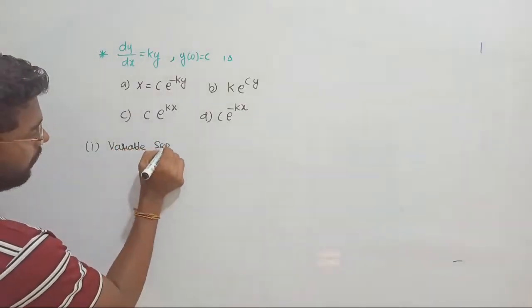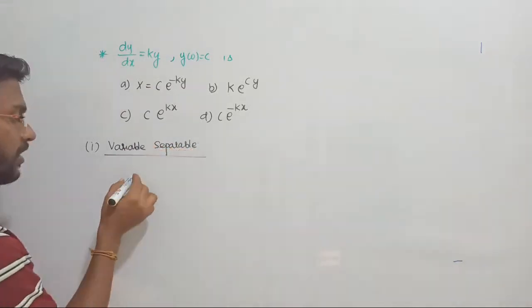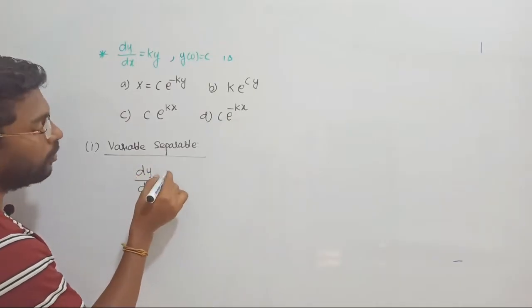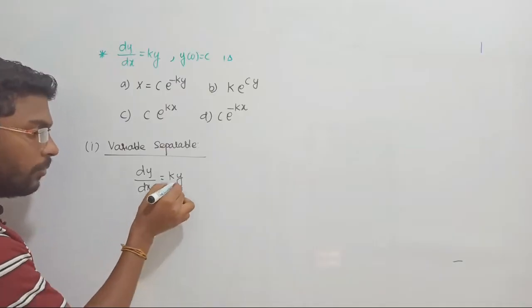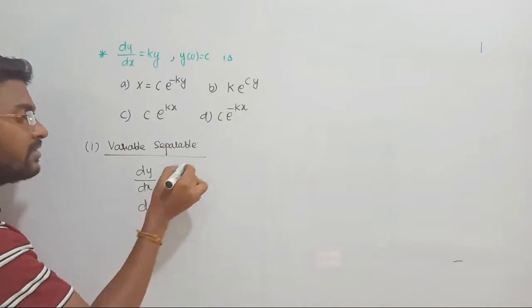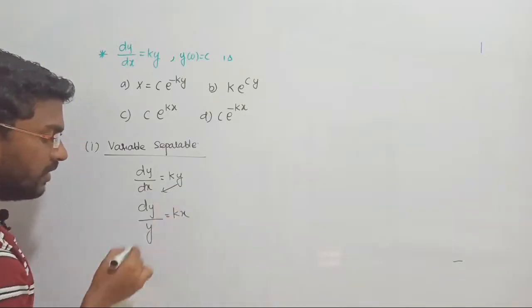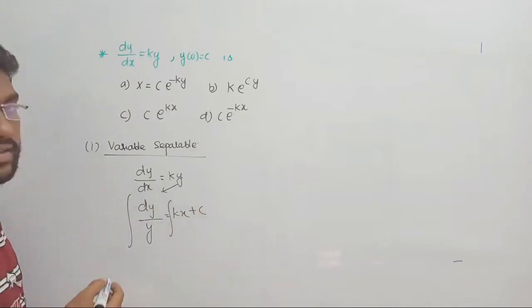In the variable separable method, if I take the given equation dy upon dx equal to k into y, now let me do one thing. Bring y to the left hand side, pass dx to the right side, such that dy by y is equal to k into dx. Now let's take integration on both sides. While taking integration, we should consider some constant.